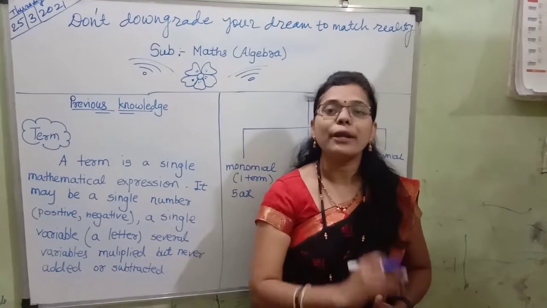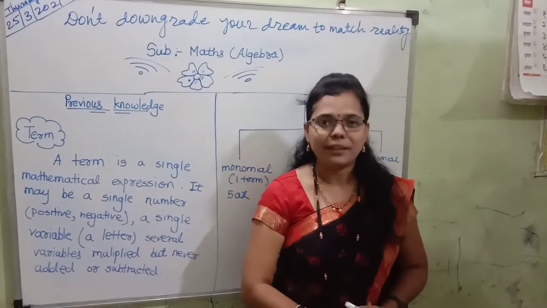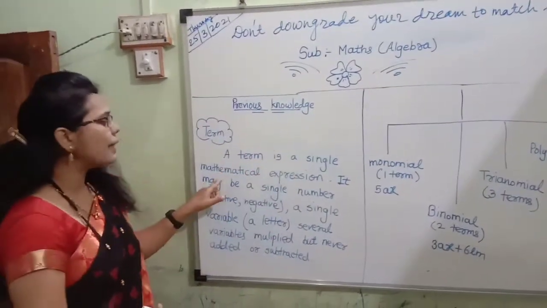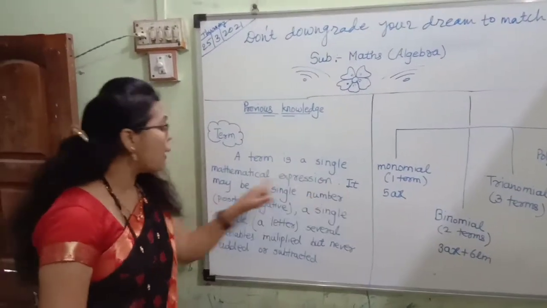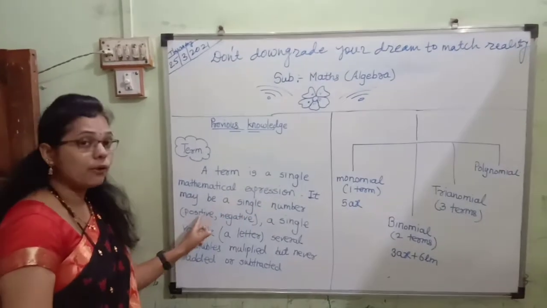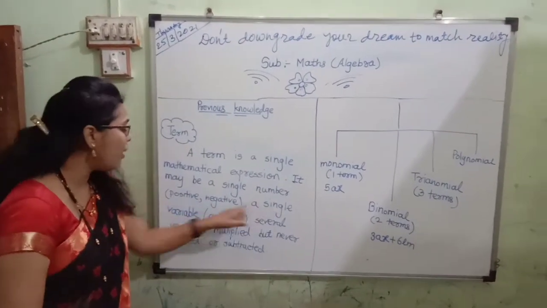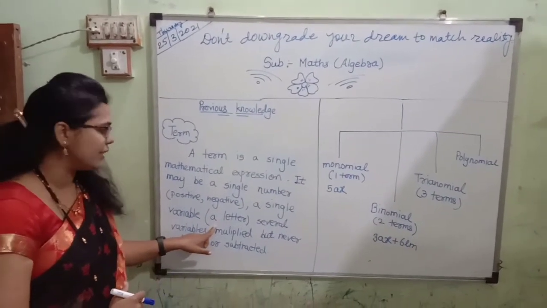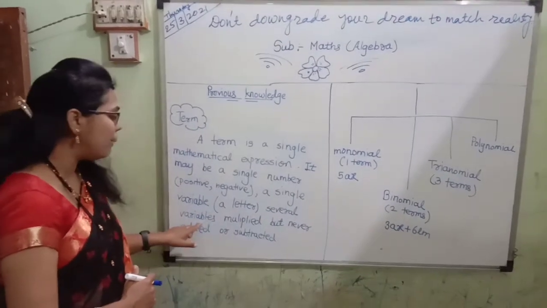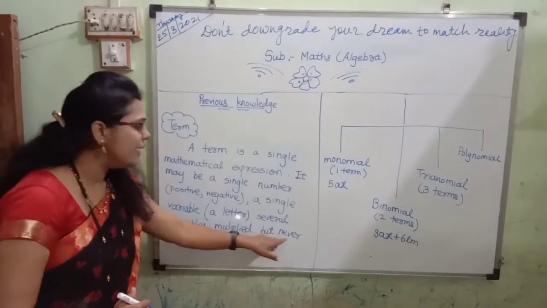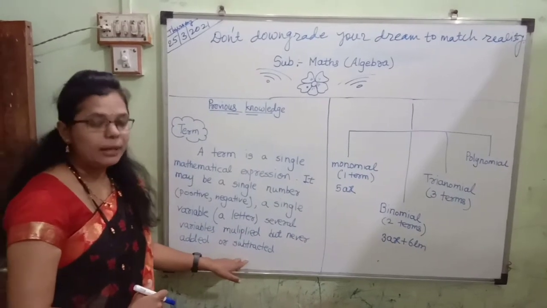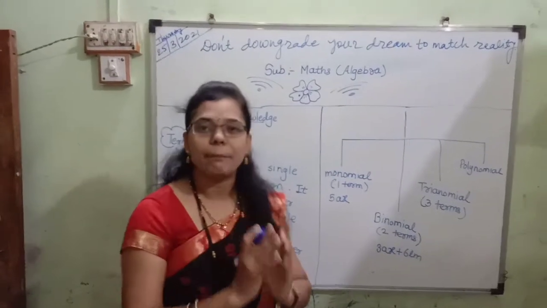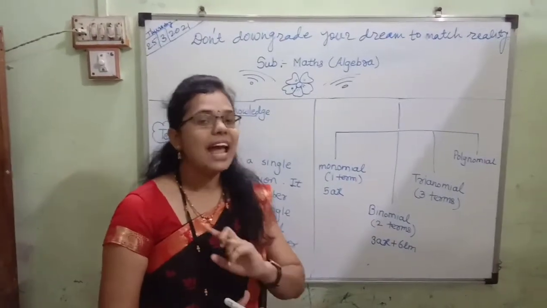Okay, so according to mathematicians, the definition of term is what? Let's see. Term. A term is a single mathematical expression. It may be a single number, positive or negative. A single variable. It means a letter from A to Z, any letter you can choose. Otherwise, several variables multiplied but never added or subtracted. Means what children? Means term will be in the form of multiplication. There will be no addition and subtraction.